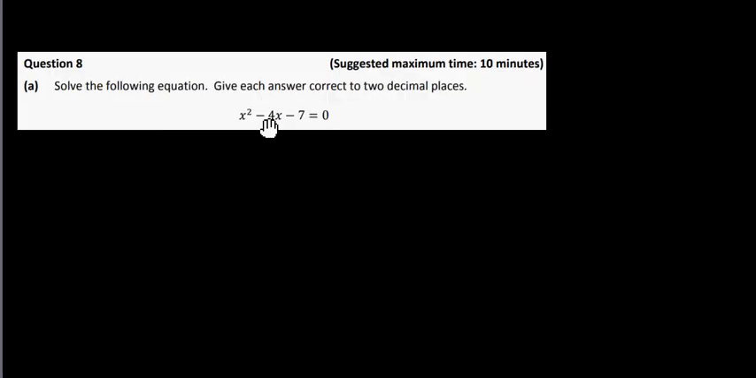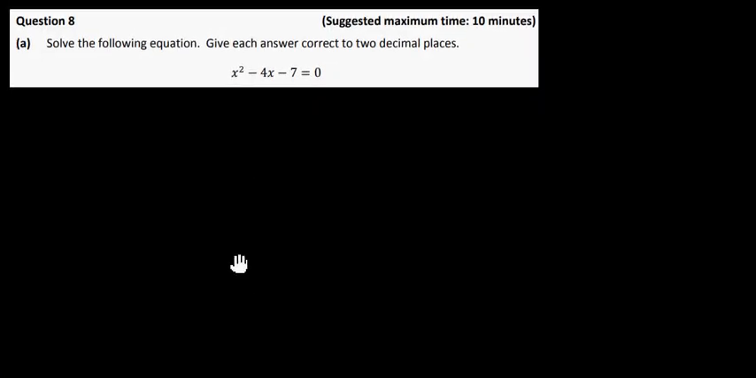Let's have a look at the next question. This is question 8. Let's see. Solve the following equation. Give each answer correct to 2 decimal places. Okay, so we have x squared minus 4x minus 7 equal to 0.